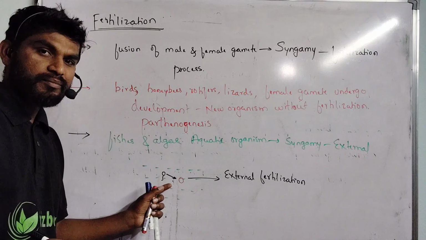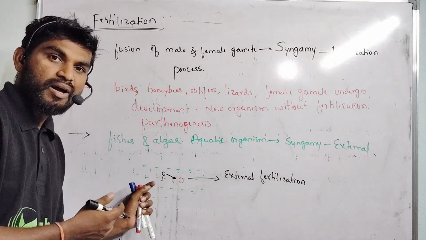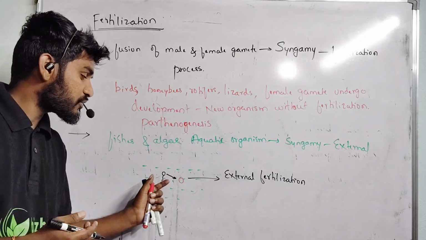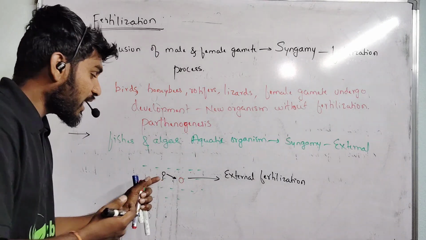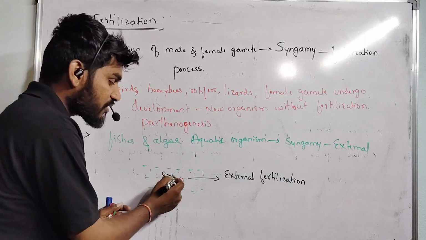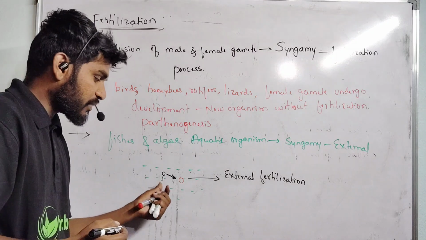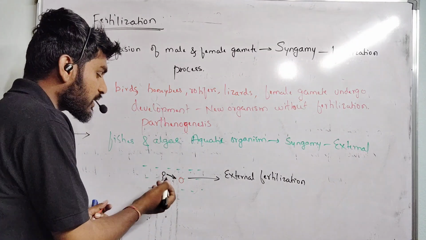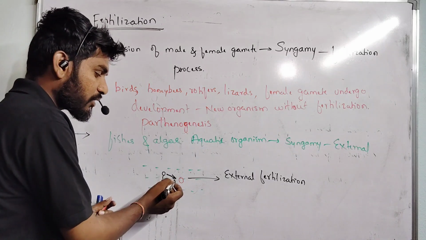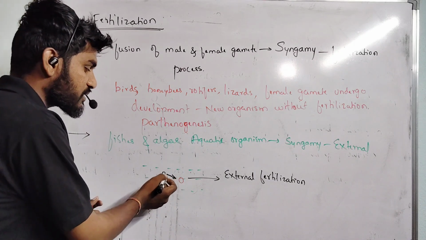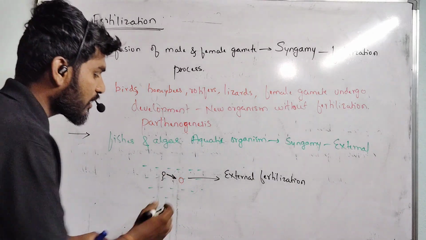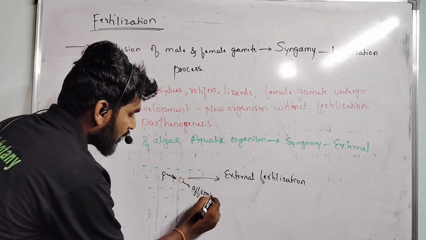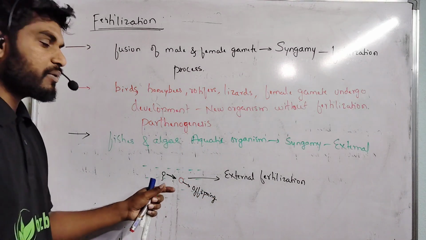In this case, what happens? A large number of gametes need to be released to enhance the chances of fertilization. जो फर्टिलाइजेशन के चांसेस रहे ना, उसे ज़्यादा करने के वास्ते बहुत सारे गैमेट प्रोड्यूस करना होगा. Those gametes fuse and form offspring. After syngamy, offspring will be formed.